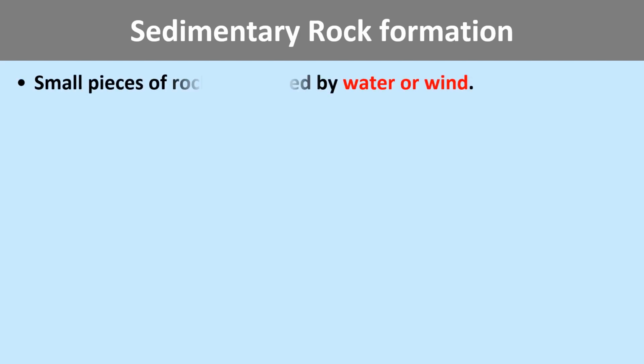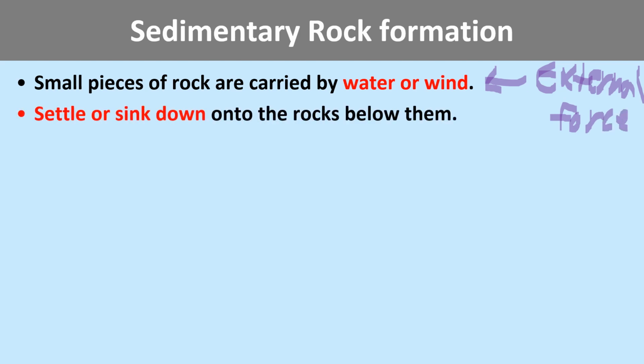So let's go through sedimentary rock formation a little bit in detail. First of all, small pieces of rock are carried by water or wind because rocks cannot move by themselves. We need an external force. Once you have that movement going, some of them settle or sink down. Mostly, whatever is heaviest or highly dense is what settles or sinks down first.